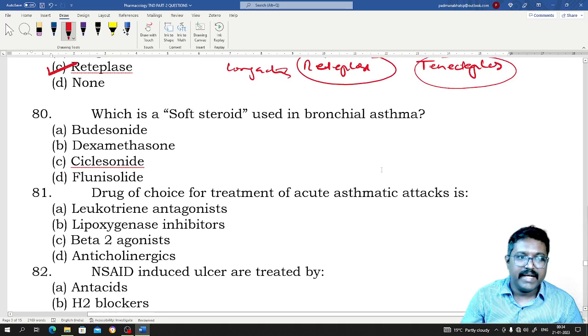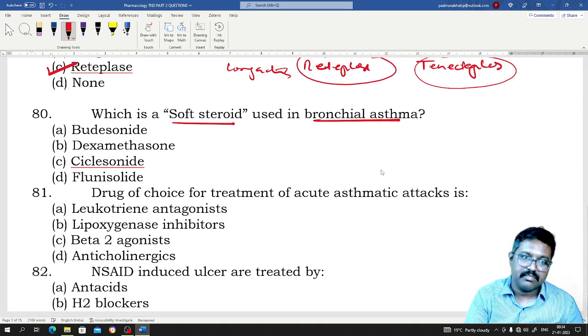So next, coming to the 80th MCQ, that is which is the soft steroid used in bronchial asthma. So please remember, the soft steroid used in bronchial asthma is ciclesonide. It is in the form of inhalation. It is taken into the lungs and it is metabolized in the lungs and excreted, and it has got the least risk for systemic side effects.